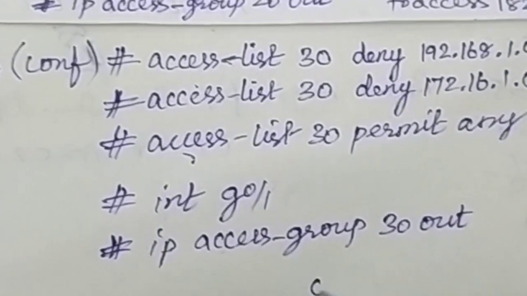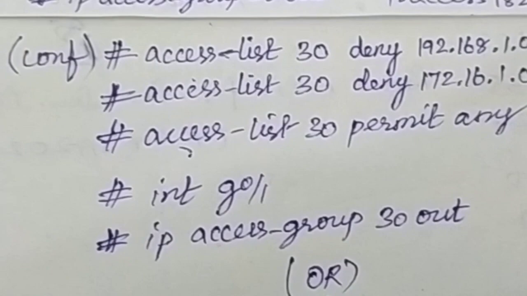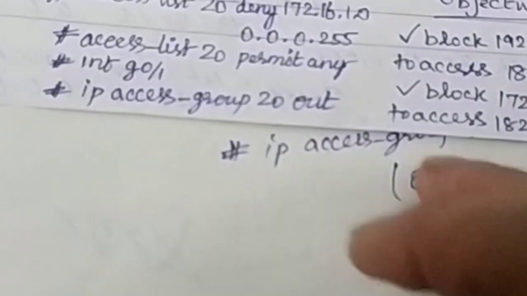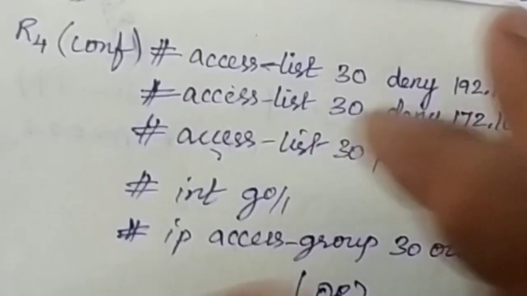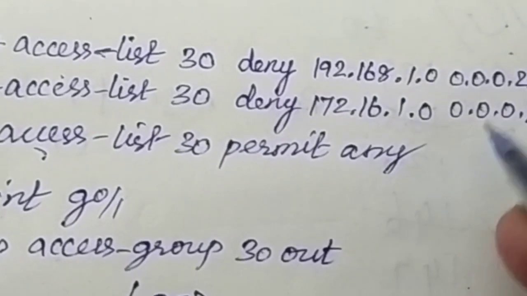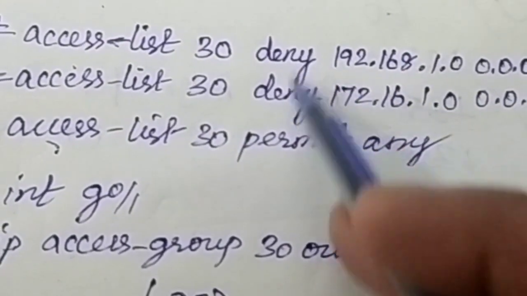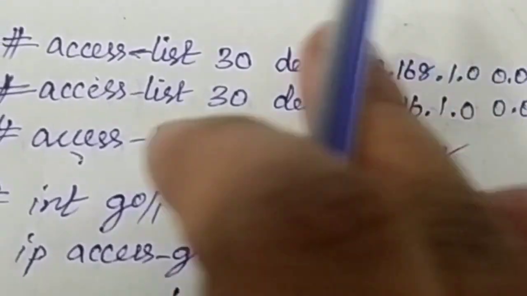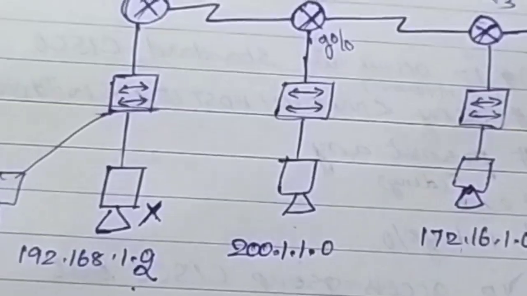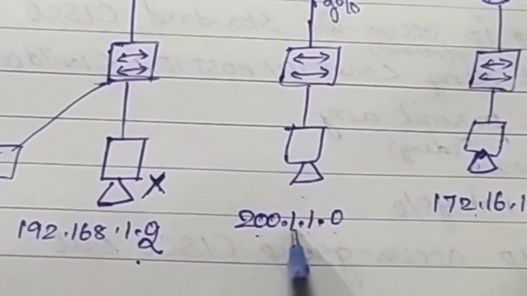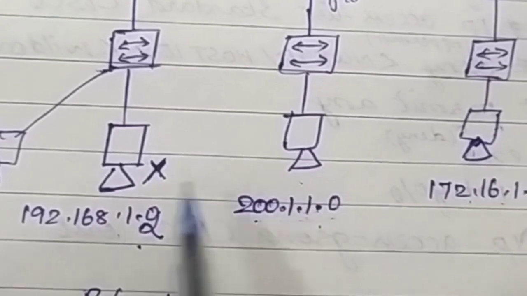Okay, this is one way. Another way is I'm going to compress this two-line command into a one-line command. Instead of giving deny for two networks, I'm going to permit only this network. Automatically other than this network will be denied. Okay, so we'll see that.